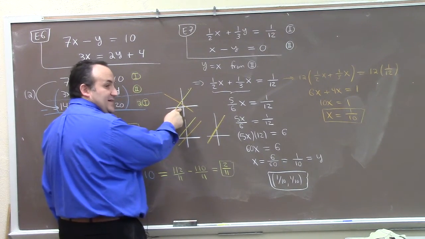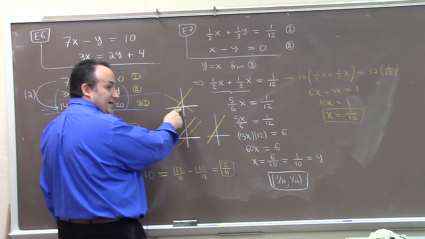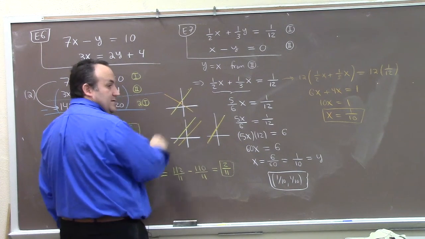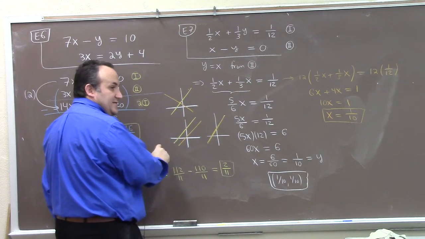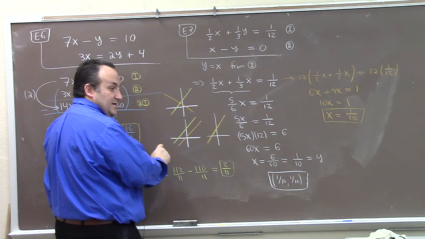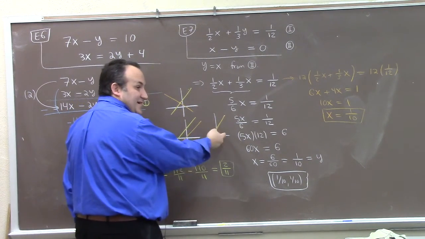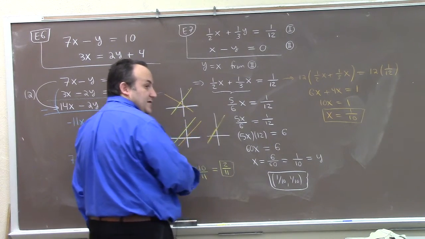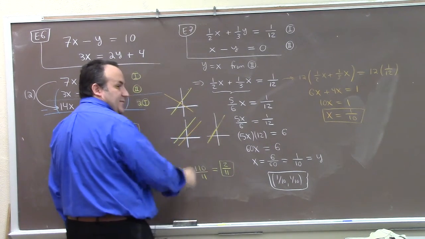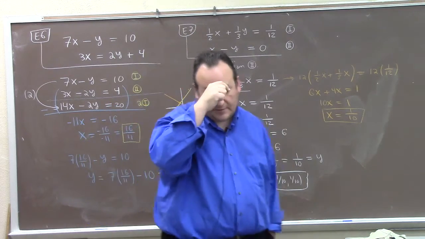Every example I've done today has been like this. We got one answer, a unique solution. However, if you have parallel lines, there are no solutions. And if you have the same line in disguise, you have infinitely many solutions. So we'll do some examples like this next time, but we're out of time for today, so I'll stop.